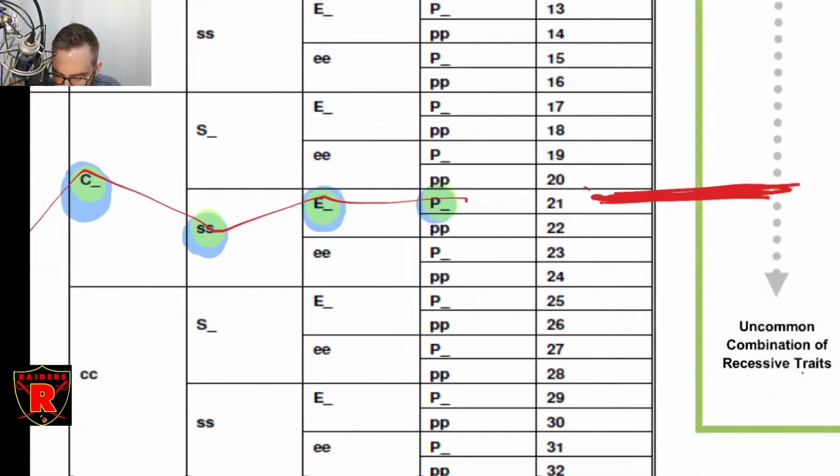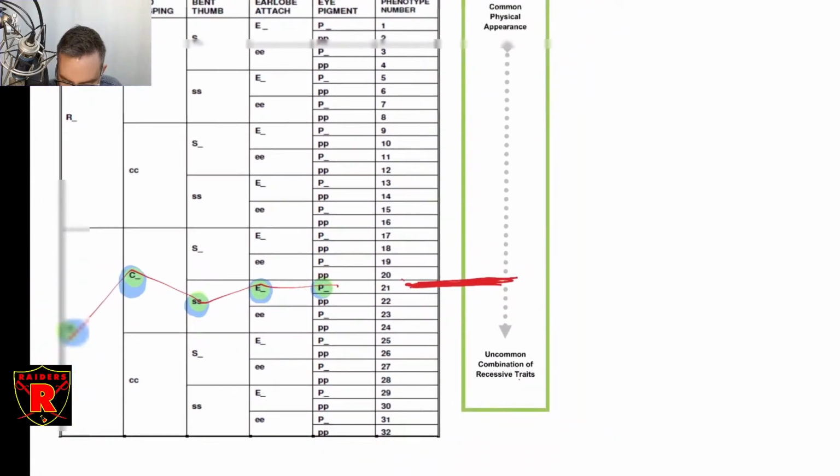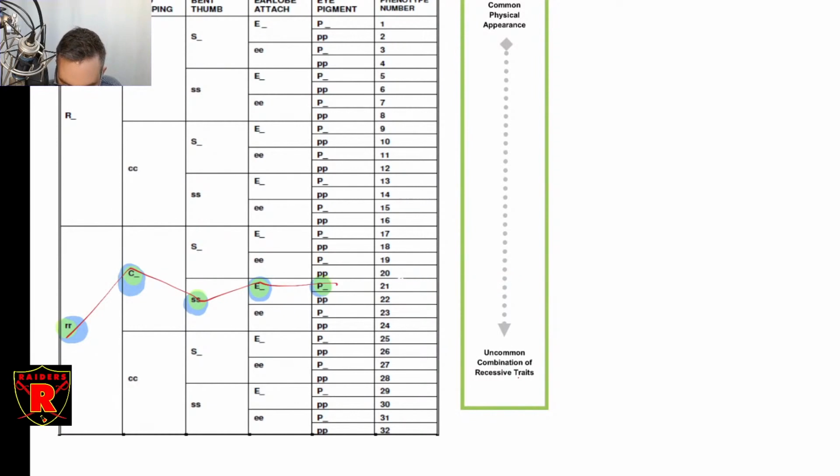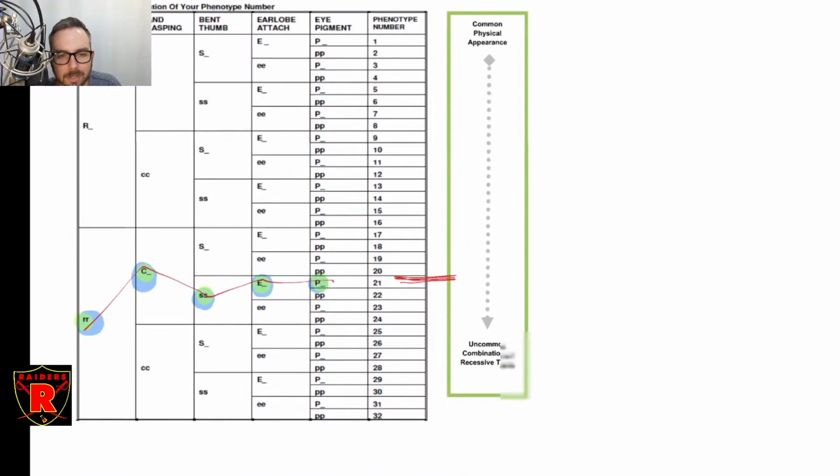Okay, and so I come out with the 21st most common phenotype. It's relatively rare, but it's not the most rare. They call that the phenotype number. It just means that in terms of being common, it's the 21st most common phenotype in the population.